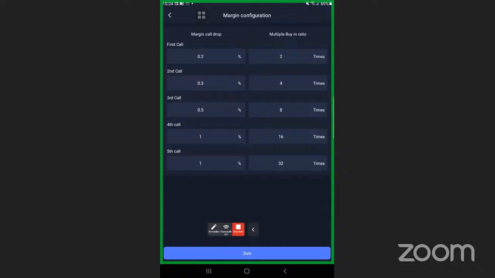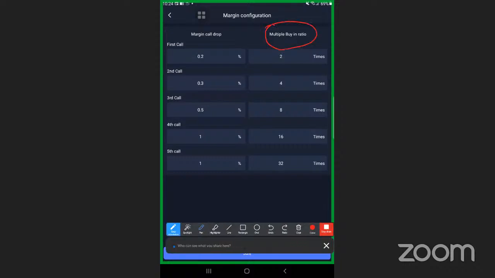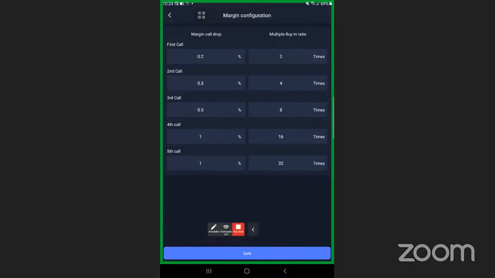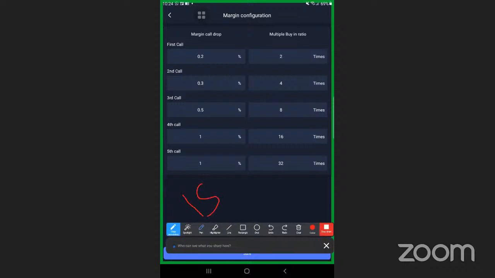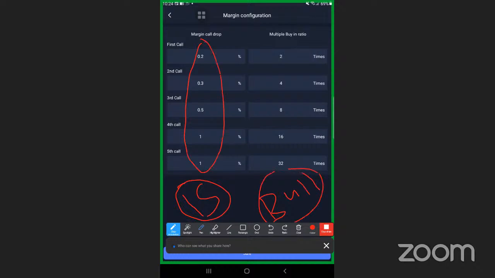Now, let's explain multiple buy-in ratio. This is the bull run setting. Don't forget, this is bull run setting. Before I explain this, let me come back and do that other margin call drop. Sometimes a signal will come with a 15% drop. It does not say bull run. You apply this when the signal says bull run strategy.